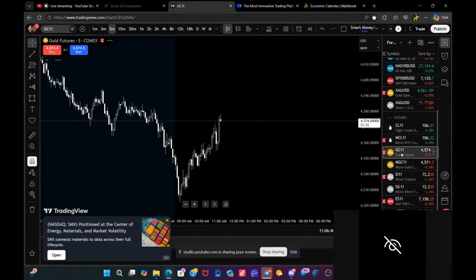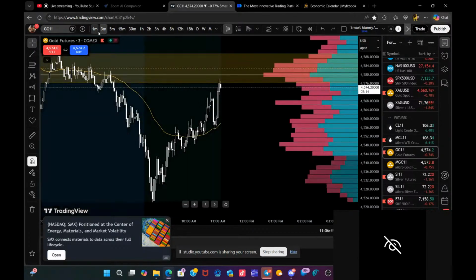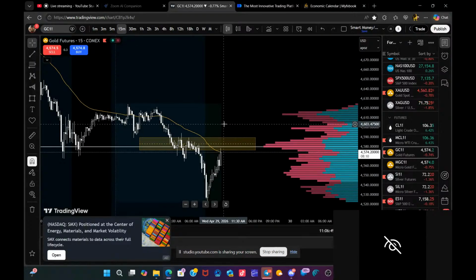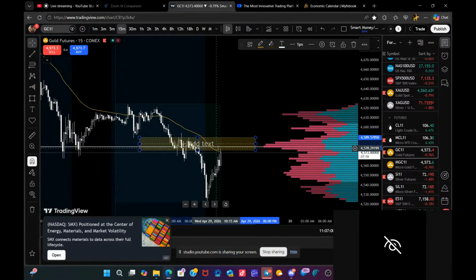Take a look back at gold. Look, see how gold is rejecting? 3 minute, 1 minute. See how gold is rejecting, especially off of that 50 moving average. It's powerful right there. The 50 moving average is at the point of control, and inside of supply. I think this will be a good sell on gold, a very good sell.